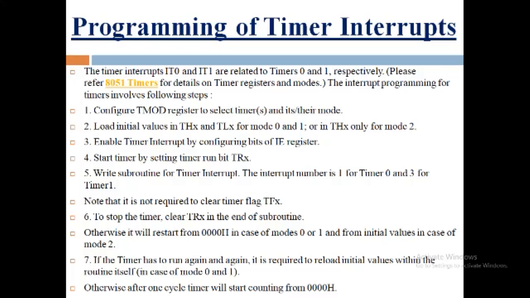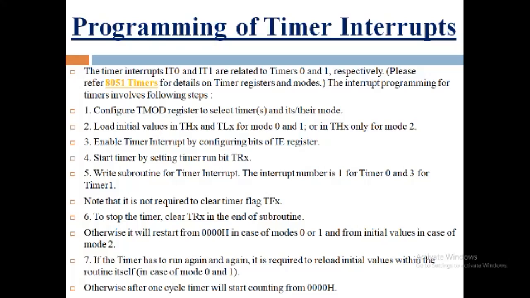Fifth one is write subroutine for timer interrupt. The interrupt number is 1 for timer 0 and 3 for timer 1. Note that it is not required to clear timer flag TFx. Sixth one is to stop the timer, clear TRx in the end of subroutine. Otherwise, it will restart from 4 times 0H code in case of modes 0 or 1 and from initial values in case of mode 2.